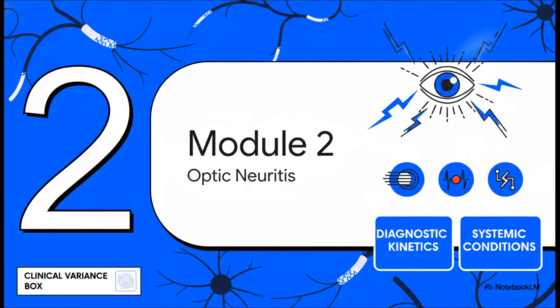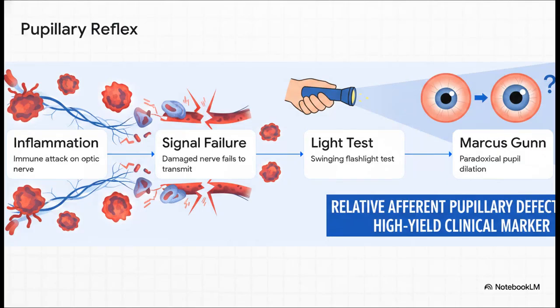Moving on to Module 2, Optic Neuritis and Demyelinating Kinetics. We are moving aggressively into inflammatory demyelination now. This sequence diagrams the exact kinetic failure of the pupillary reflex in optic neuritis. It starts with localized inflammation of the optic nerve, frequently presenting as an initial symptom in young women with multiple sclerosis. Because of this, the damaged nerve fails to transmit sensory afferent signals.